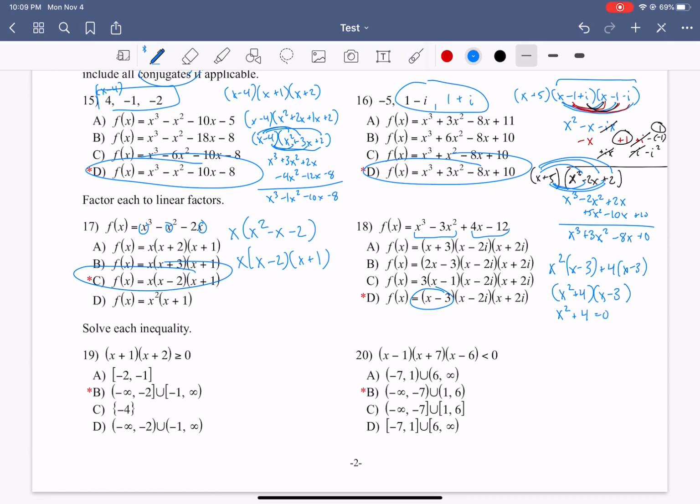So we can kind of treat this like another one. Solve for x. So we get x squared equals -4. Square root both sides, so we get x equals plus or minus 2i. So if we plug it back into factored form, we get x plus 2i and x minus 2i. So that's how we got the other two. So that's why the correct answer is D.